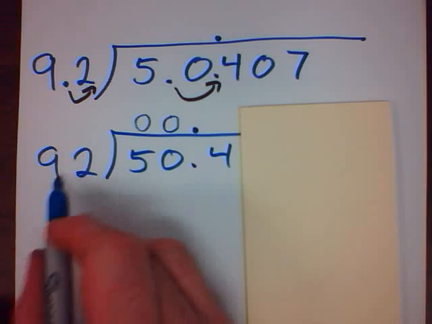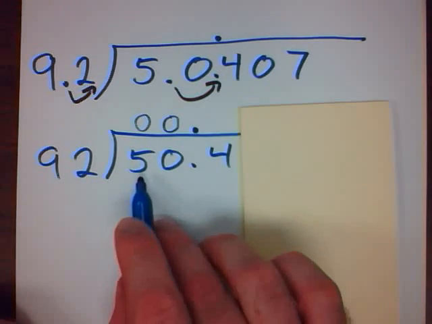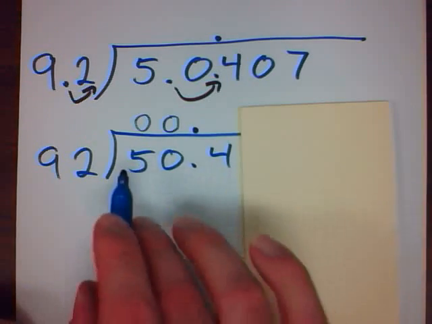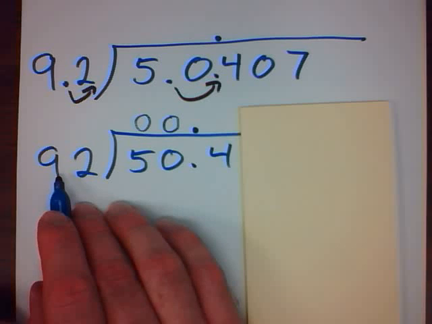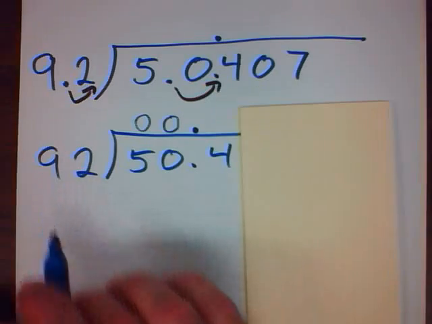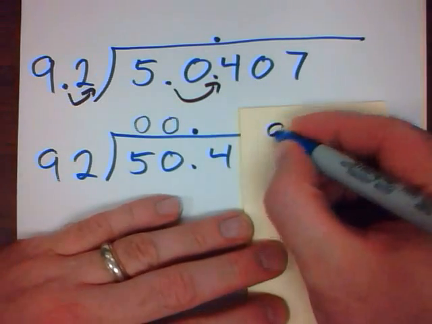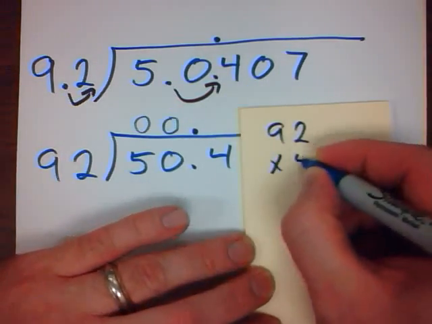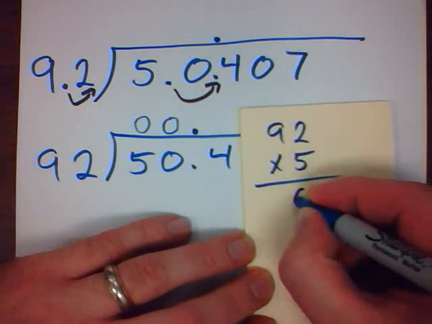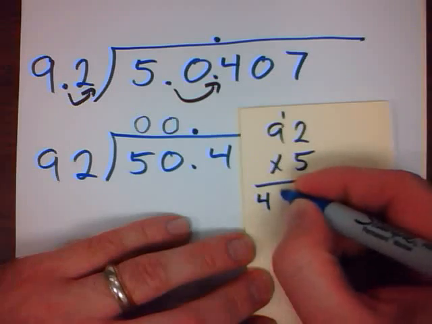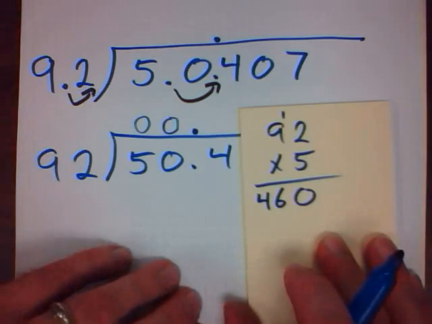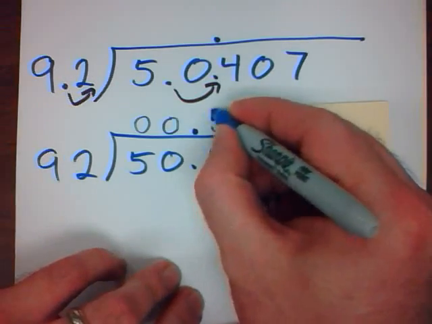But if I round this to 90, and that to 500, how close to 500 can I get with 90? Let's see here. 9 times 6 would be 54. That's going to be too high. It's going to be 5. So, 92 times 5, 460. All right, so it's going to be 5. Here we go.